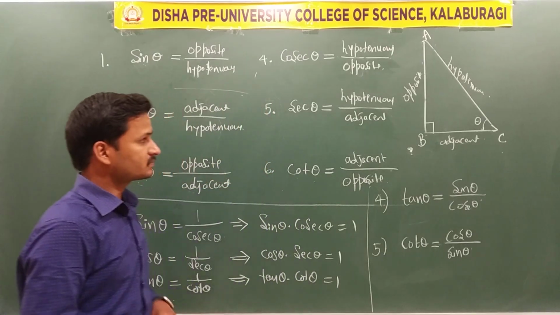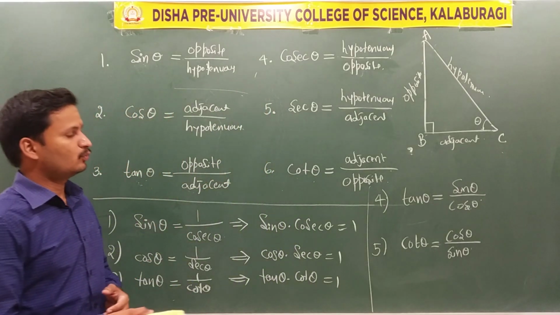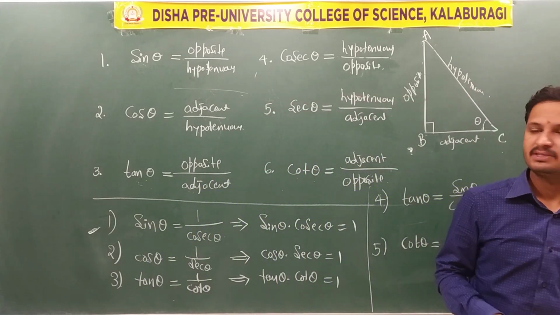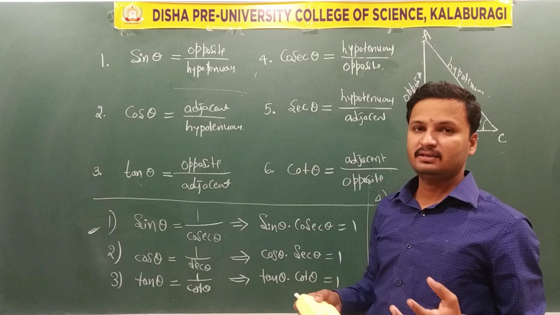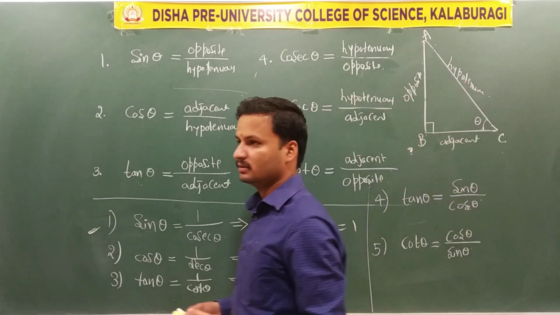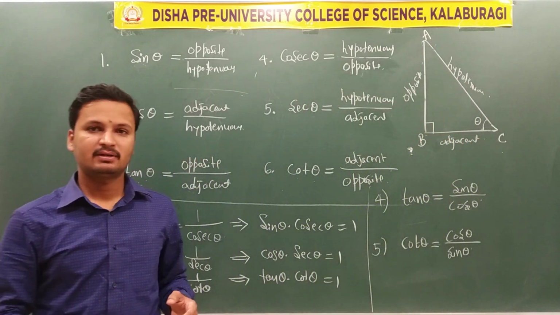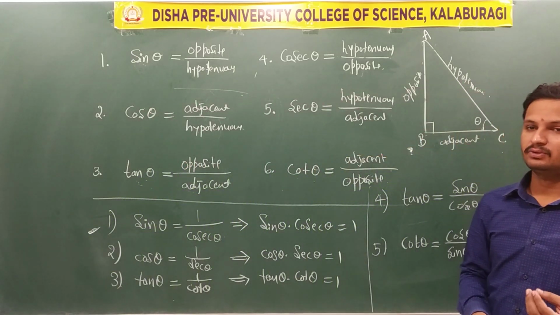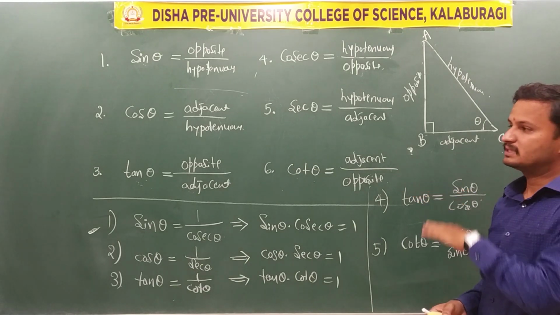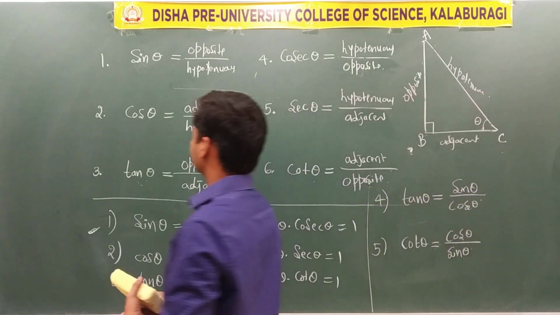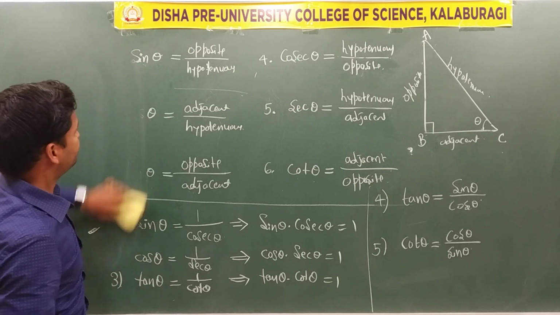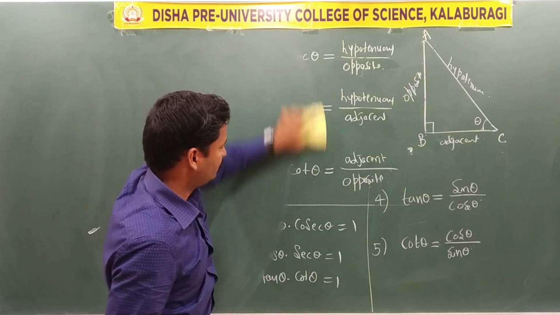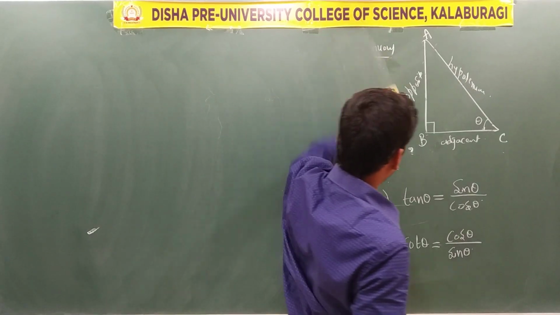Then next, we will move to the standard angles. That means there are some already defined angles, with calculated values for different angles. So those angles are standard angles. For those angles, what are the values of these trigonometric functions? We will see.